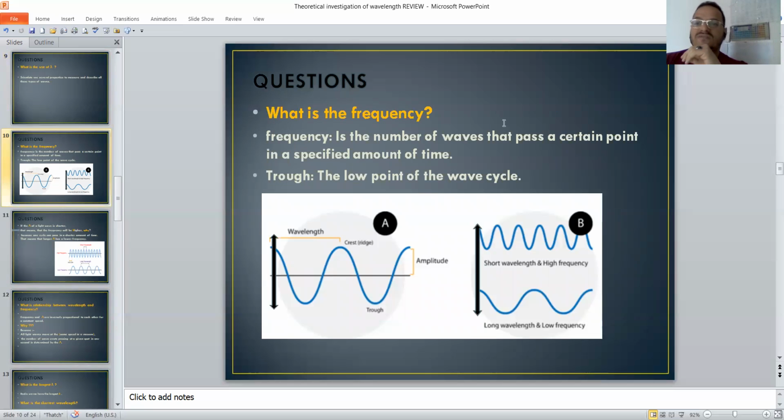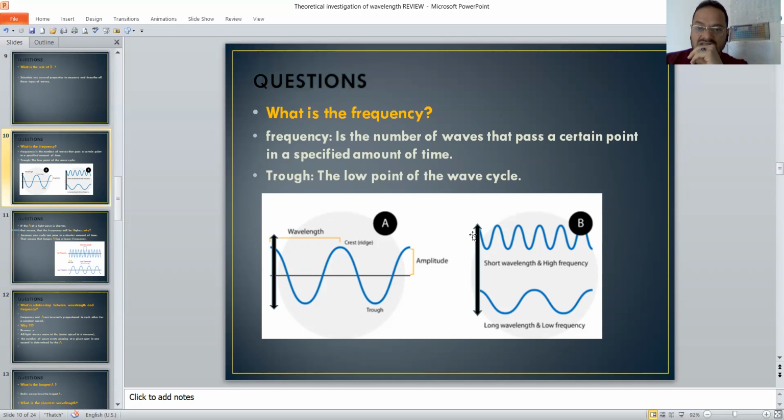What is the frequency? Frequency is an important phenomenon. When we're dealing with any wave that has a bigger or a smaller wavelength, both of them will face the frequency. Let's find out what this word means. The frequency is the number of waves that pass a certain point.